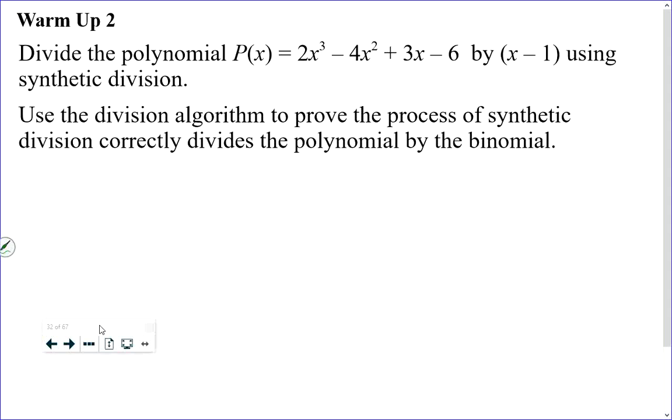Use the division algorithm to prove the process of synthetic division correctly performs the division. So we have to learn how to do synthetic division. It says divide this using synthetic division. Well, what we're going to do is represent the polynomial that we're dividing as 2, negative 4, 3, negative 6. We're simply going to write down the coefficients of every term from the highest degree term down to the degree 0 term. So there's a degree 3, a degree 2, a degree 1, and a degree 0 term.